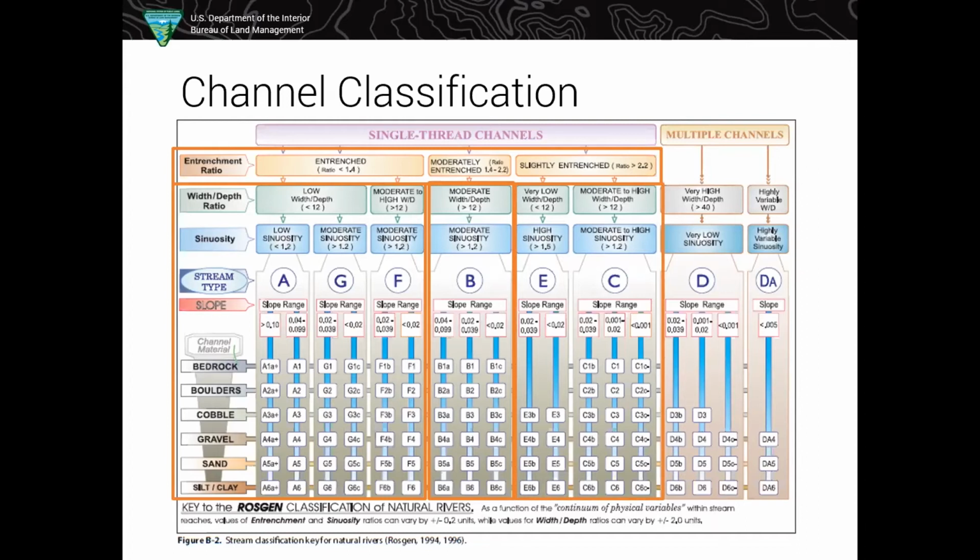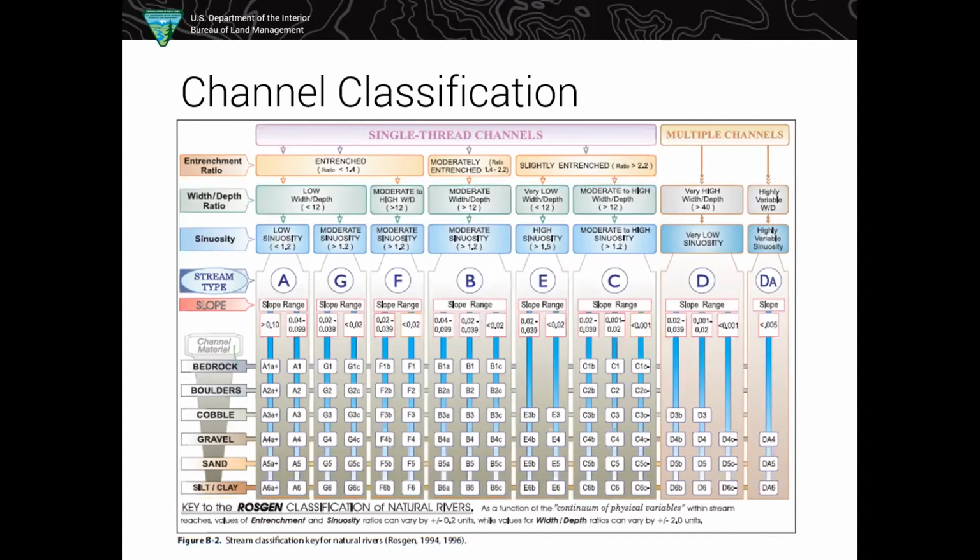Basically, a stream with a high entrenchment ratio means that it has a well-developed floodplain, whereas a low entrenchment ratio means it has a limited floodplain. So that's your first cut.